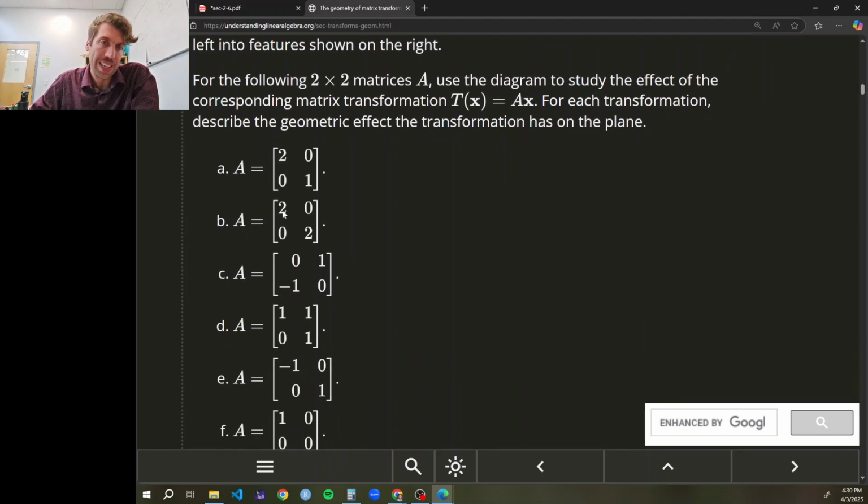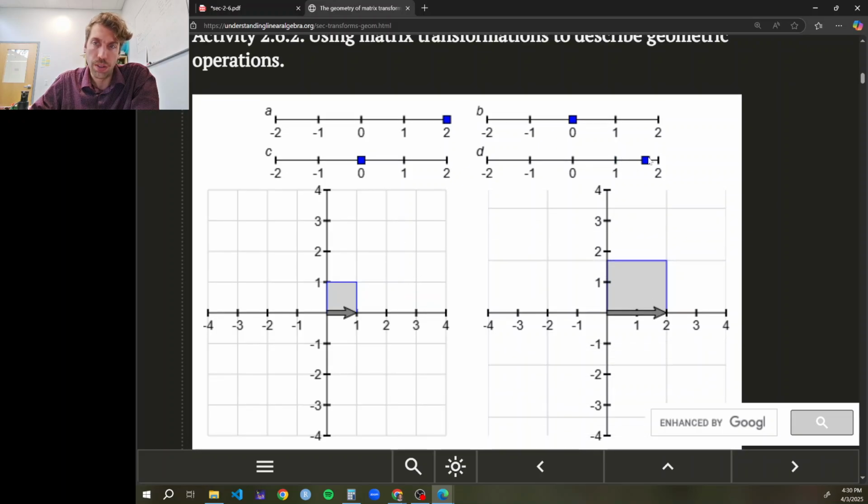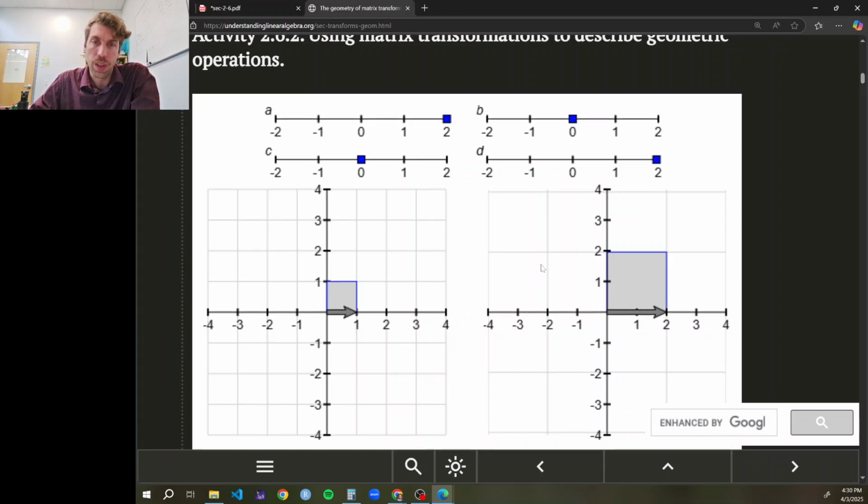Now for part B, the 2, 0, 0, 2, if you did this, now I'm stretching in the x and y directions the same amount, so I'm basically multiplying all components by 2. So in that case, the area becomes 2 by 2. It's like a 1 by 1 square becomes a 2 by 2 square, meaning the area gets multiplied by 4. And then notice how the orientation arrow is still on the bottom, so we're still oriented the same way.